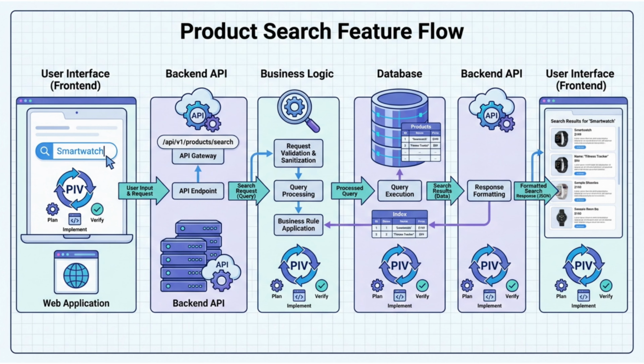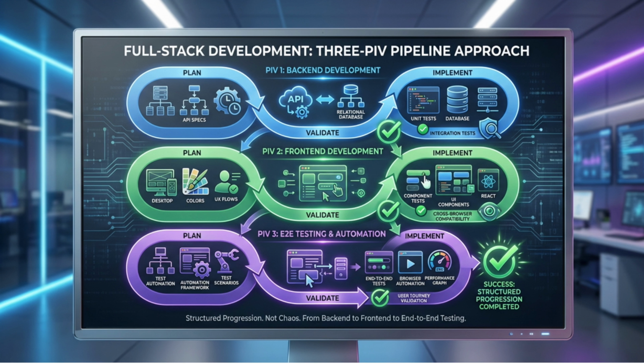If you can build one full-stack feature with disciplined PIV loops, you can build 100. The pattern doesn't change. The complexity just layers. Master the pattern once, and scaling becomes a matter of repetition, not reinvention. Here's the critical insight that separates professional development from chaos.